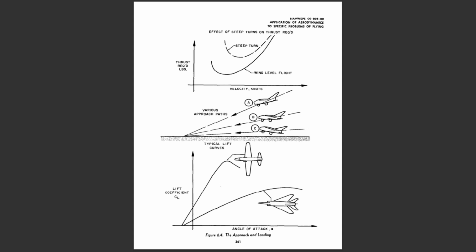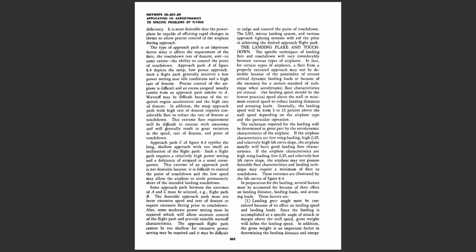Some approach path between the extremes of A and C must be selected, e.g., flight path B. The desirable approach path must not incur excessive speed and rate of descent or require excessive flaring prior to touchdown. Also, some moderate power setting must be required which will allow accurate control of the flight path and provide suitable wave-off characteristics. The approach flight path cannot be too shallow, for excessive power setting may be required, and it may be difficult to judge and control the point of touchdown. The LSO mirror landing system and various approach lighting systems will aid the pilot in achieving the desired approach flight path.